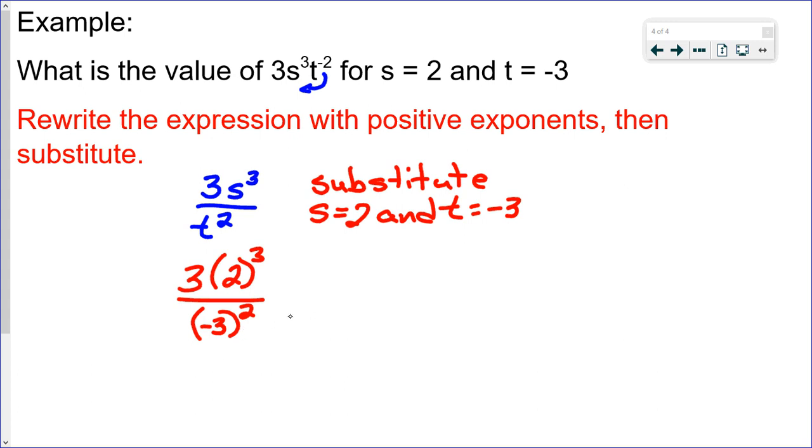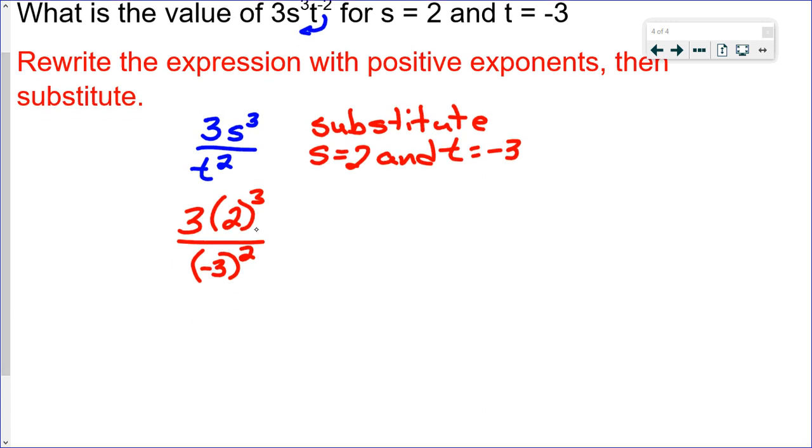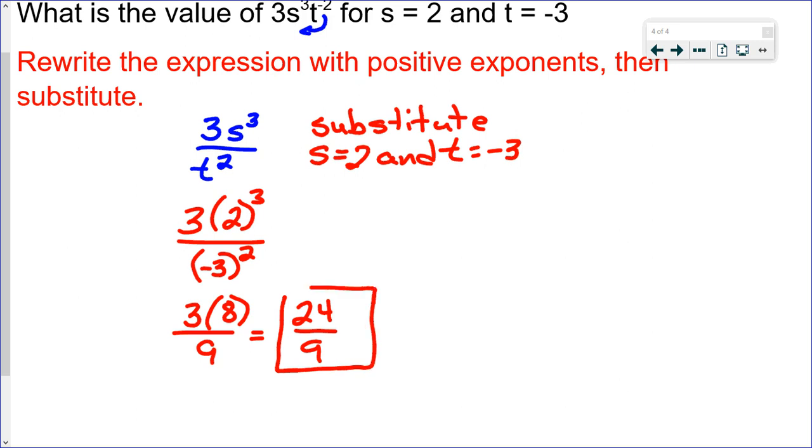So now you want to follow PEMDAS, and so order of operations says do exponents first. So I'm going to do this 2 to the third. So it gives me 3 times 2 times 2 is 4 times 2 is 8. And I can do this one at the same time. Negative 3 times negative 3 is positive 9. Go ahead and multiply the top. 24 over 9. Simplify it if you can. You can't. They don't have any common factors. And it's okay to leave it improper. So you can leave it as 24/9.